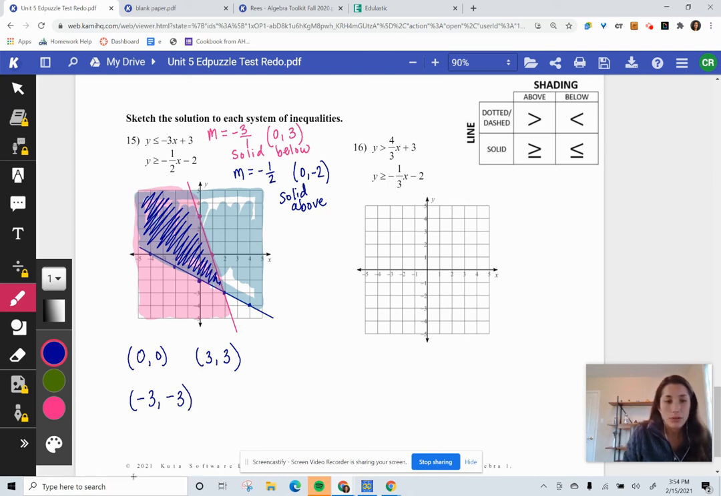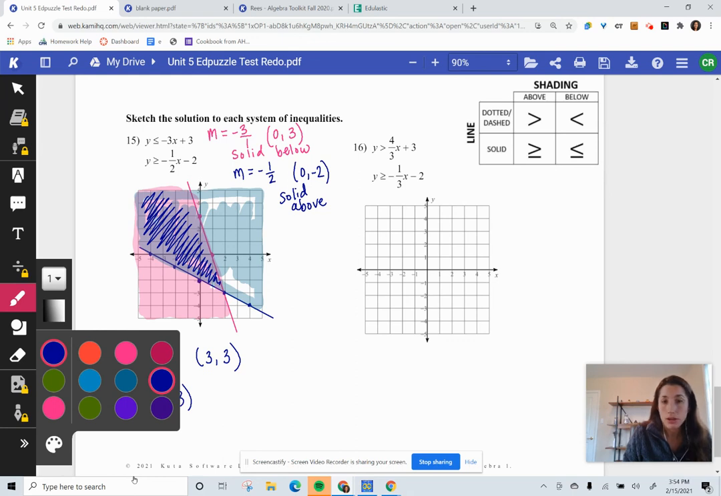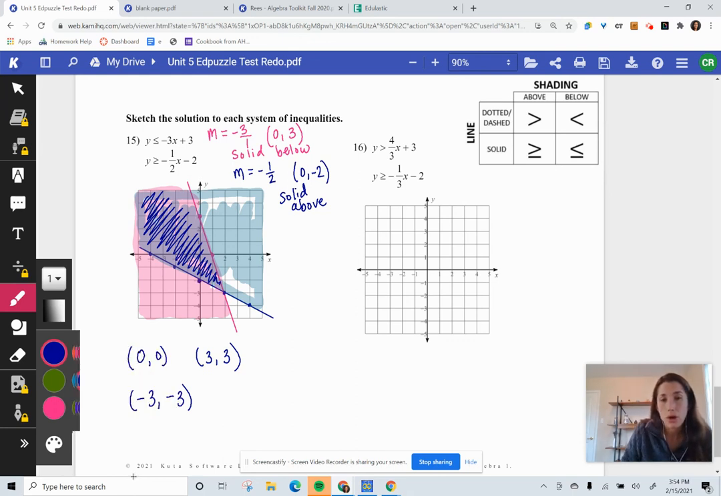Okay, now for our last problem here, and then you're going to try a system of linear inequalities. We have our slope of 4/3, positive 4/3. So remember that's up to the right. And we have a b value of 3, so 0, 3. And that is a greater than. So greater than, we would say that is a dotted line with shading above. Dotted or dashed.